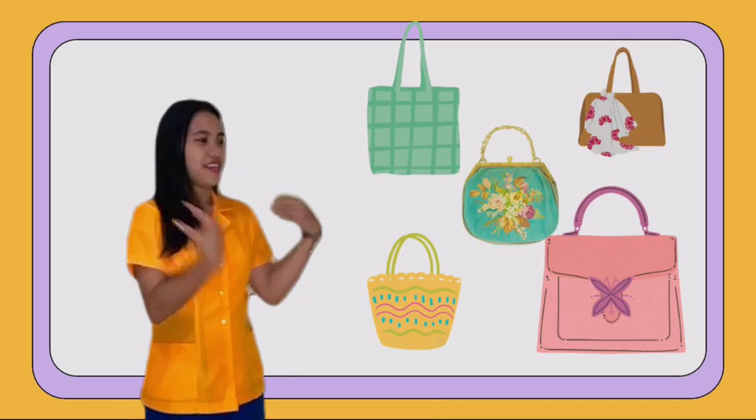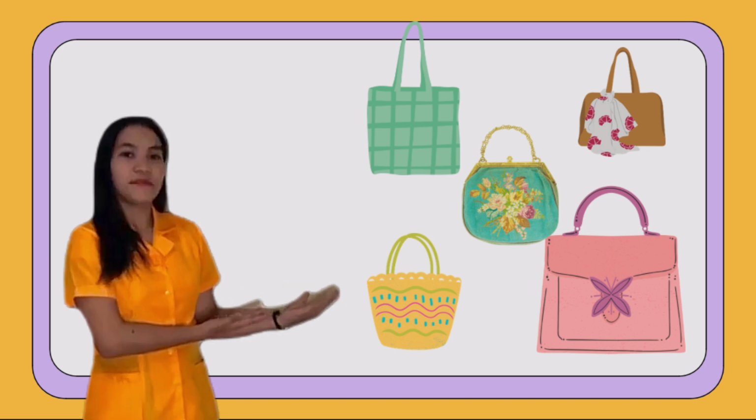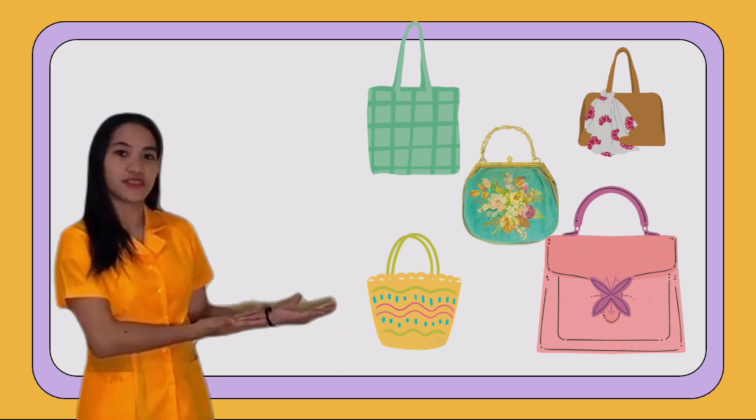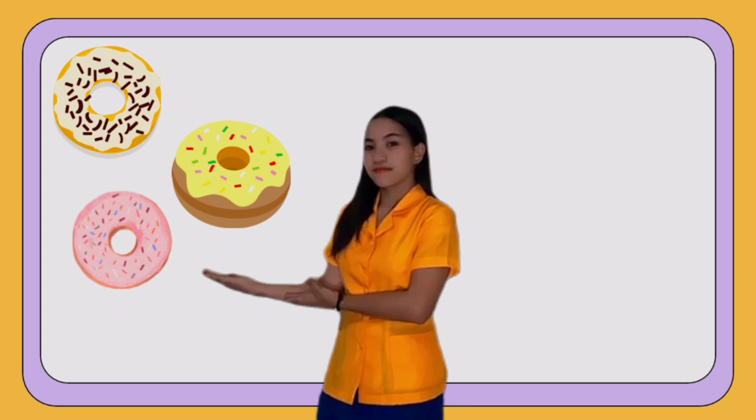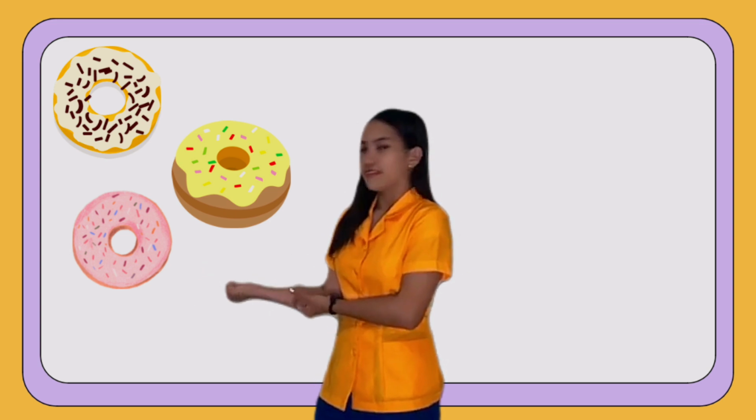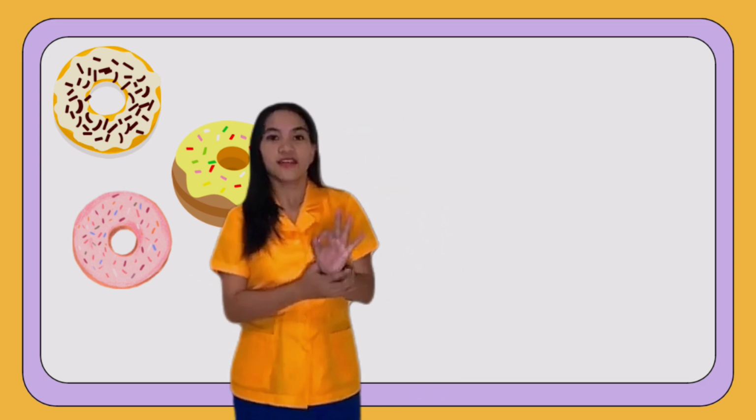Very good. Here's the second picture. How many bags can you see in the picture? Okay, there are 5 bags. Very good. What can you see about the third picture? It's a donut. How many donuts can you see in the picture? Okay, there are 3 donuts. Very good. So, here's the fourth picture. What can you see about the picture? Okay, it's a balloon. How many balloons can you see in the picture? Okay, there are 7 balloons.